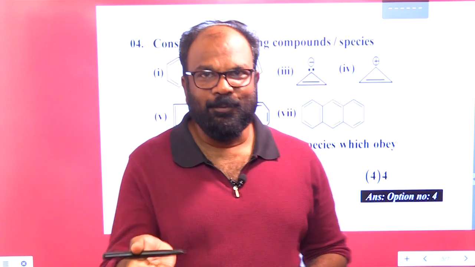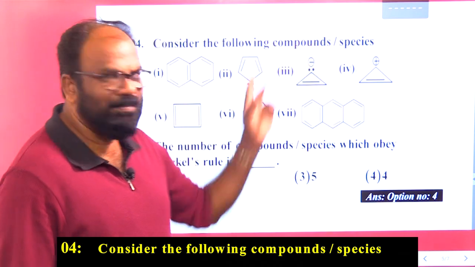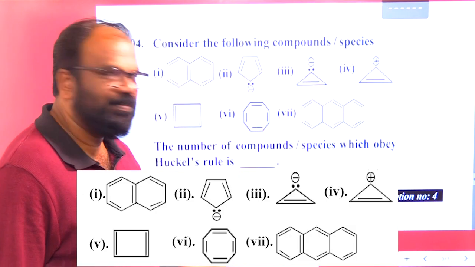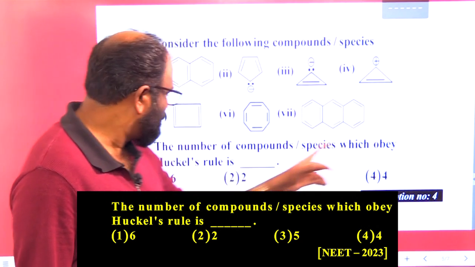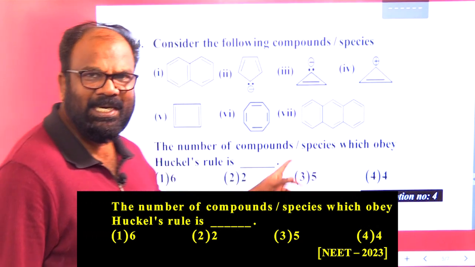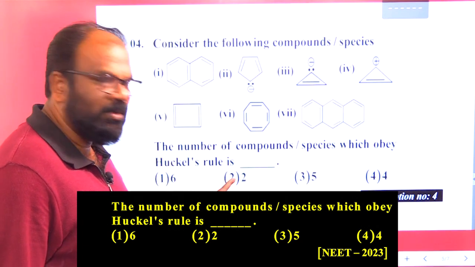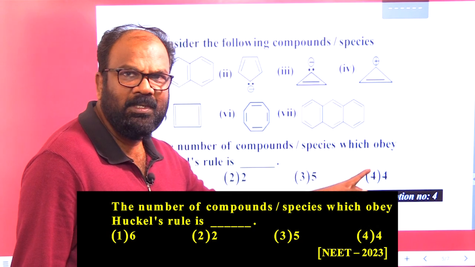Now question number 4. Consider the following compounds or species. These are the compounds or species given. The number of compounds or species which obey Huckel's rule is dash. Option number 1, 6. Option number 2, 2. Option number 3, 5. And option number 4, 4.